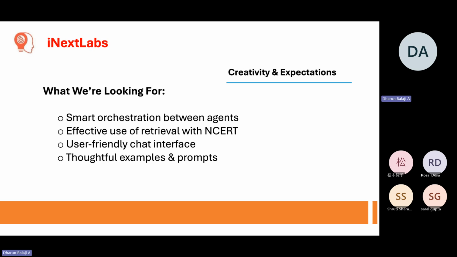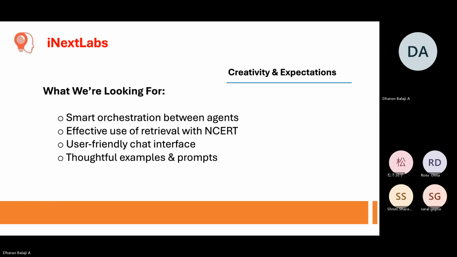Okay, here comes what we are looking for. How well you are orchestrating the agents like the explanation agent, quiz agent, and study plan agent, and how you are invoking each agent. Is it based on keywords or on context? Then what strategies you are going to use for retrieval augmented generation, for chunking and retrieving: whether you use hybrid search, semantic chunking, character-based chunking, or LLM-based chunking.